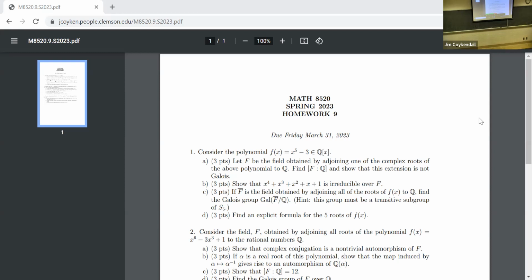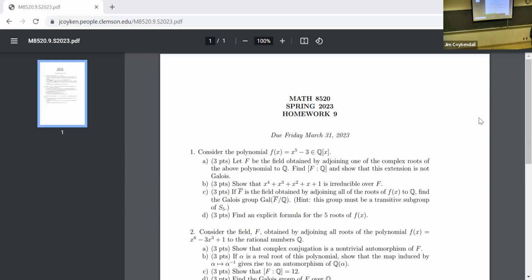So the first problem is: consider the polynomial x to the fifth minus 3 in Q[x]. By the way, this polynomial is irreducible. Does anybody know why? Eisenstein's criterion with p equal to 3. That is right. This is an Eisenstein polynomial with p equal to 3, so this has to be irreducible.